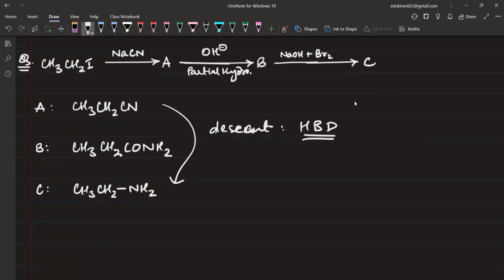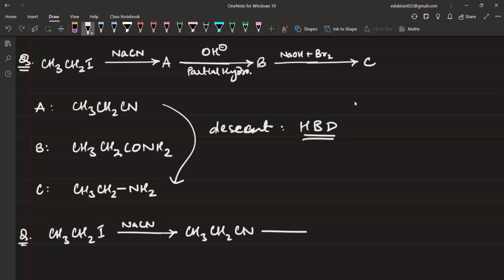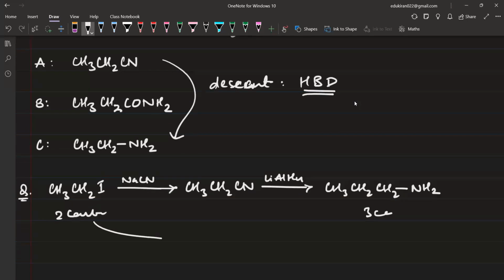ठीक है. Descent मतलब same number of carbon atoms नहीं, ये तो घटना है, but अगर आप ऐसे कर लें, देखिए for example you have CH3 CH2 I. What will happen if you react with NaCN? NaCN के साथ react करेंगे, then you will get CH3 CH2 CN. Then if you reduce CN with lithium aluminium hydride, अभी जैसे हम लोग ने देखा, आपके पास 3 carbon atoms CH3 CH2 CH2, and then you will get NH2 here. So we are starting with 2 carbons, और यहाँ पे आपके पास 3 carbons. So this is known as ascent. 2 कार्बन से 3 कार्बन, ये हो गया ascent.